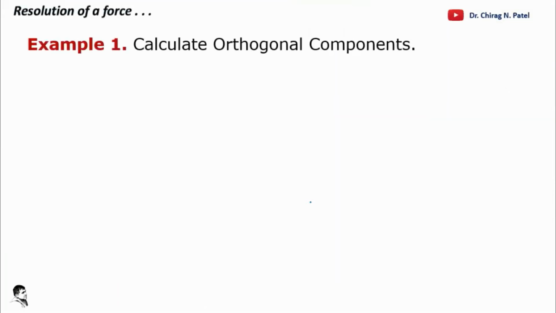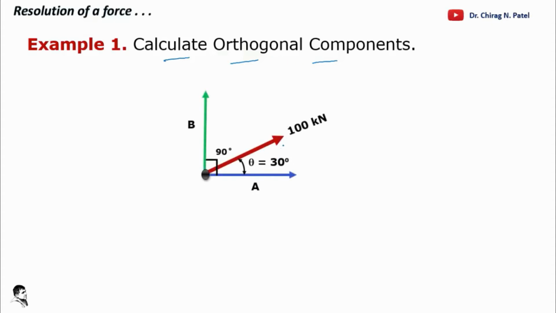Let us take one example to calculate orthogonal components. So here there is one force of 100 kilonewton, and we want to find out A and B. Those are the components of this 100 kilonewton force, and the 100 kilonewton force makes theta equal to 30 degrees with component A.